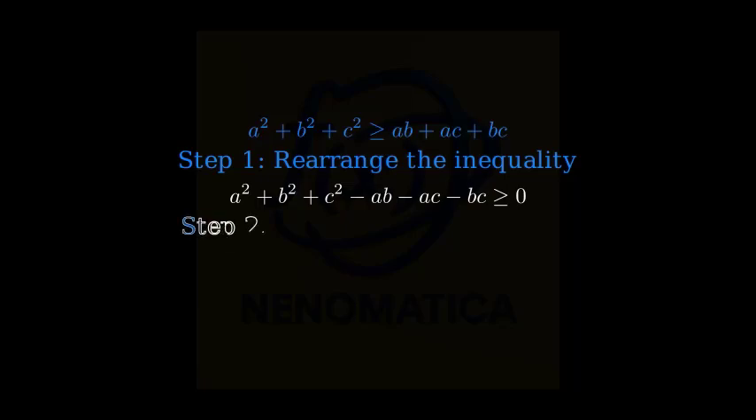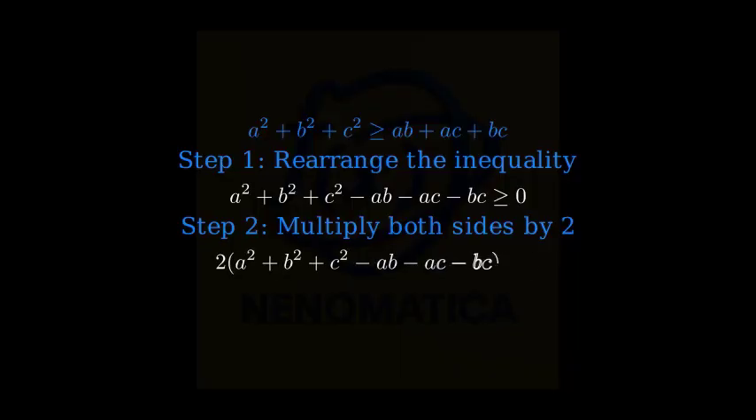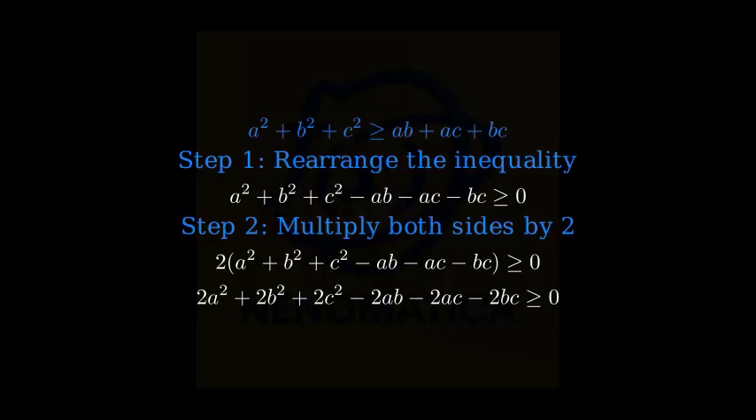Step 2. To make the next steps easier, we'll multiply both sides of our inequality by 2. This gives us 2 times the expression: 2 times a squared plus 2 times b squared plus 2 times c squared minus 2 times ab minus 2 times ac minus 2 times bc is greater than or equal to 0. We can simplify this as 2a squared plus 2b squared plus 2c squared minus 2ab minus 2ac minus 2bc is greater than or equal to 0.